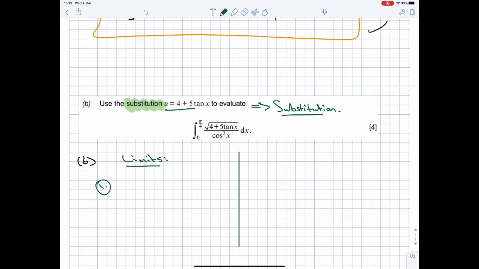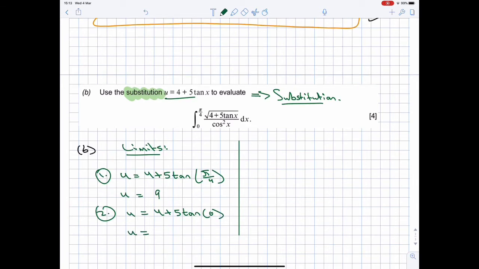So first of all we're going to do u equals 4 plus 5 tan of pi over 4, and once you do that, this limit would be 9 on the calculator. And then once you put u equals 4 plus 5 tan of 0 in, you'll find that the second limit, which is the lower limit, would be 4.